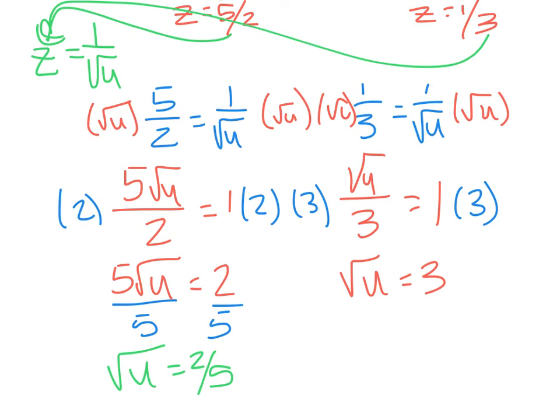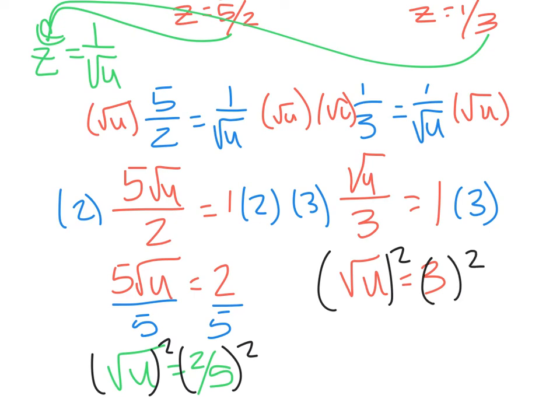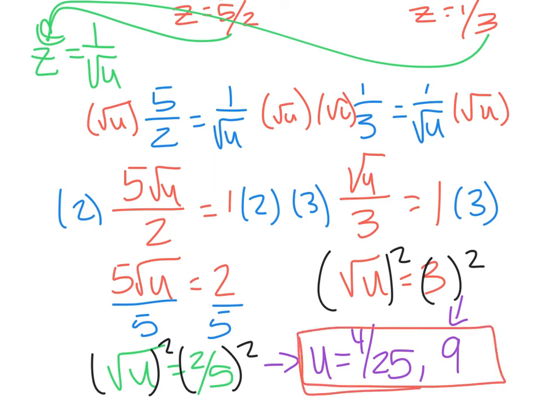The only issue with both of these answers is that u is still not by itself. So I need to square this, and I'm going to square this. So really, I end up with, let's write this in purple. This one gives me u is equal to 4 over 25. And this one gives me 9. So the answer to this big jumbled mess is u is equal to 4 over 25 and 9.